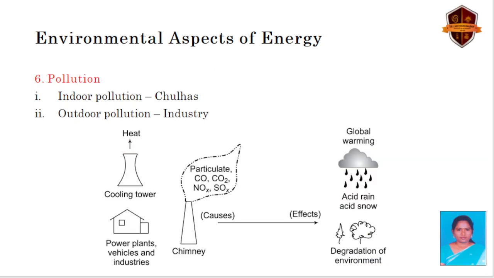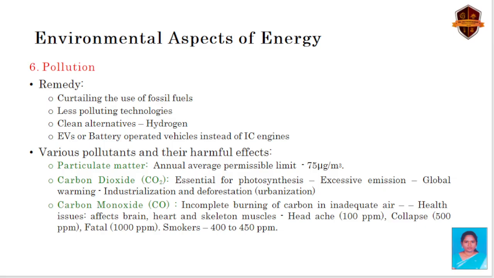Pollution can be indoor or outdoor. Indoor pollution is caused by traditional cooking methods, while outdoor pollution is caused by industries and vehicles. These are the indoor and outdoor pollutions. It is caused by global warming, acid rain, and acid snow, and leads to degradation of the environment. Pollution directly affects quality of life. Identifying its sources helps in developing effective control measures and policies.